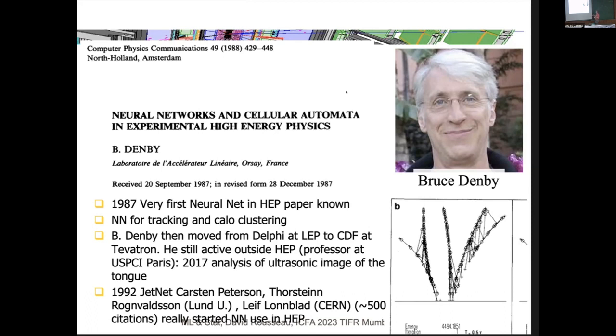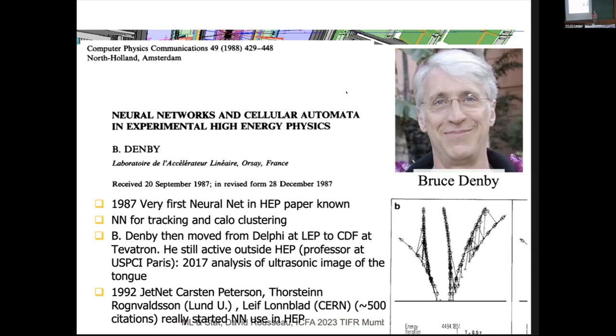So I took the RER, the metro, to see him. We discussed it, and he explained to me all that he has done. So he's Bruce Denby, and the thing he was working on is in 1988, and he was the first to do this kind of development.